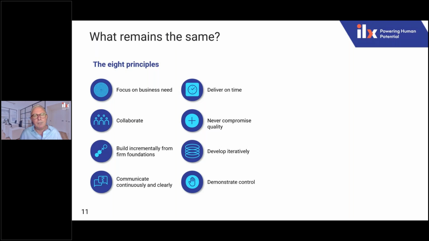So it's about building the right solution, develop iteratively, and demonstrate control. This aligns with collaboration and communicate continuously and clearly. The project manager has to be able to still show that they're actually in control, that they understand what's taking place in the project. But it's not just about the project manager. There are other stakeholders in the project as well who want to know how that project is progressing. So there has to be 360-degree transparency for that to work.